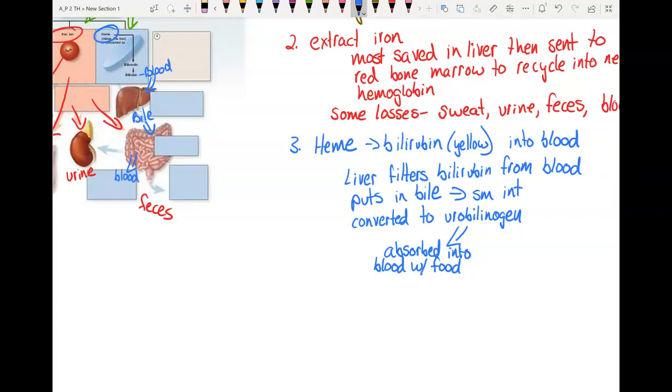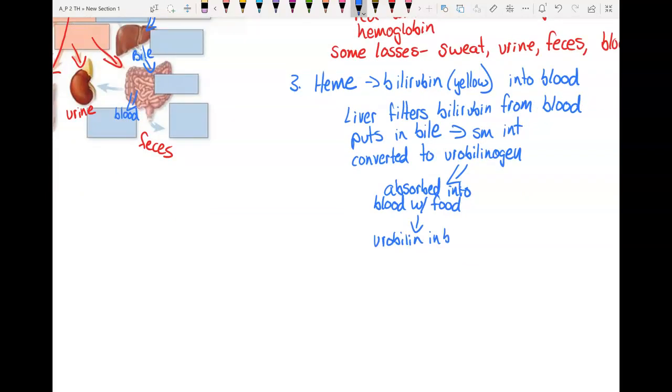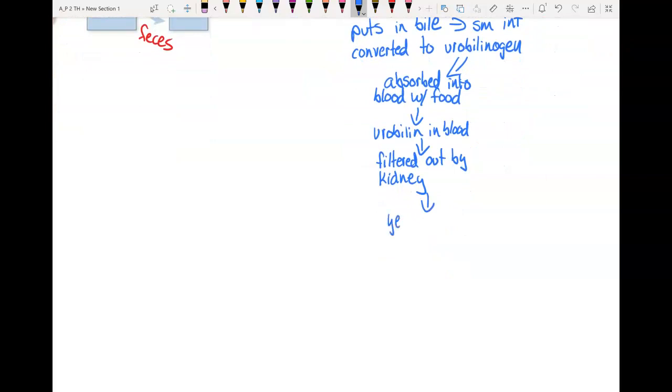Once it's in your blood, it's converted to another chemical called urobilin. So now you have urobilin flowing around in your blood. Remember, this started as the heme from a dead red blood cell. Now your kidney filters it out. So urobilin is filtered out by your kidney, and then it becomes part of your urine, and it is the yellow component of urine.